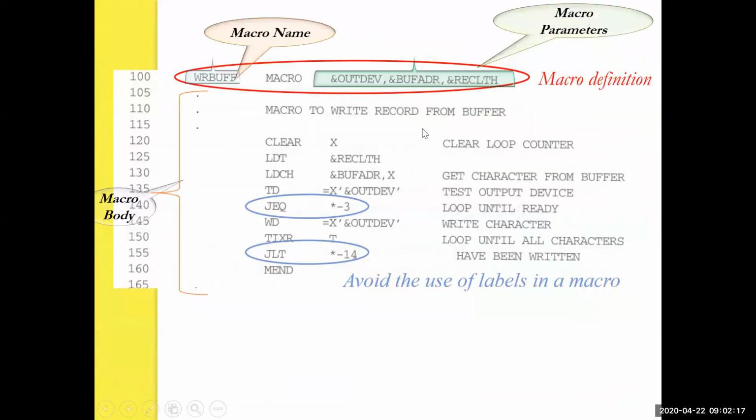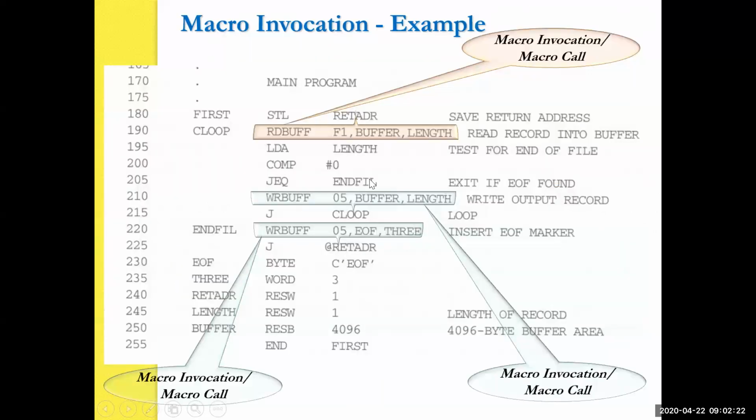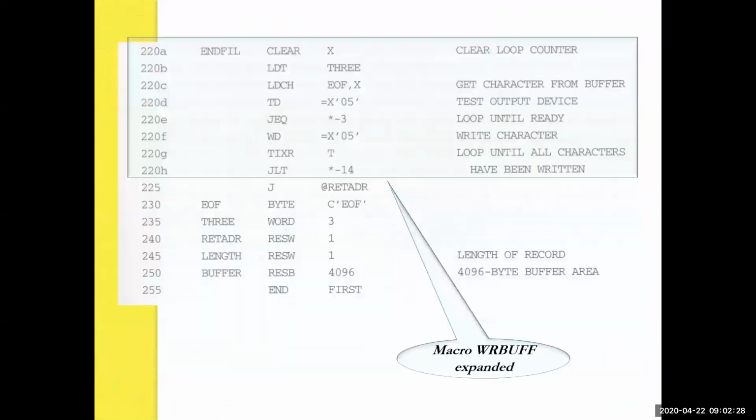Likewise, buffer address here needs to be replaced with the second argument, that is EOF. So the expansion is the labeled CLEARX, which starts at line number 220A and goes on till 220H. The last instruction is JLT star minus 14. Record length has been replaced with 3. Buffer address has been replaced with EOF, and the device address has been replaced with 05.